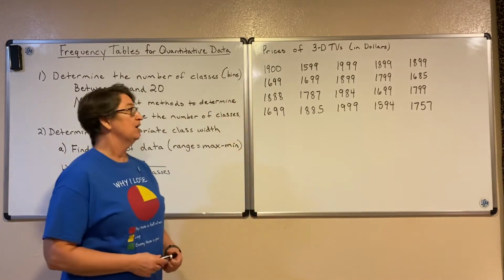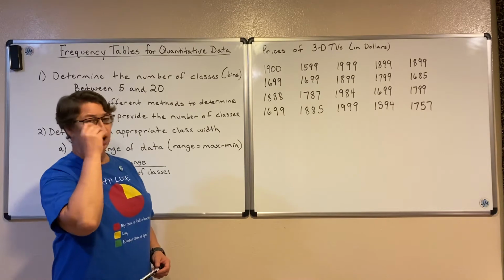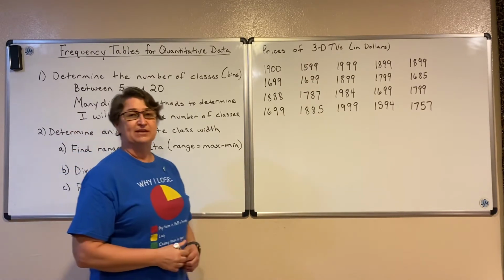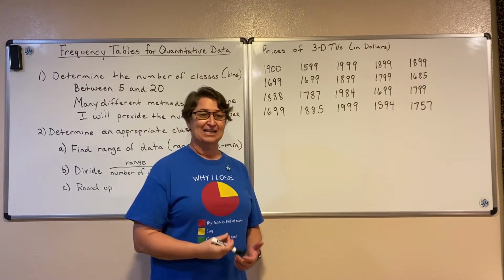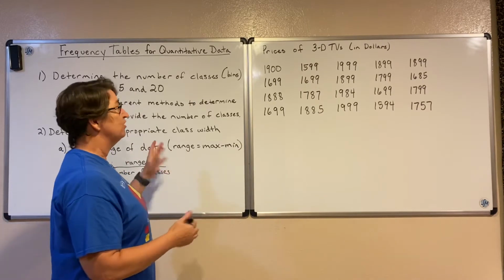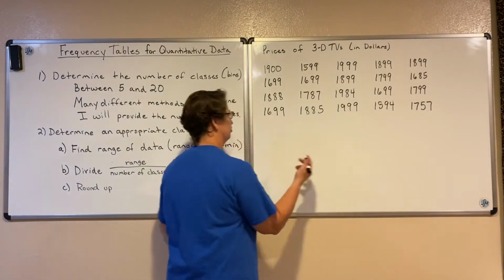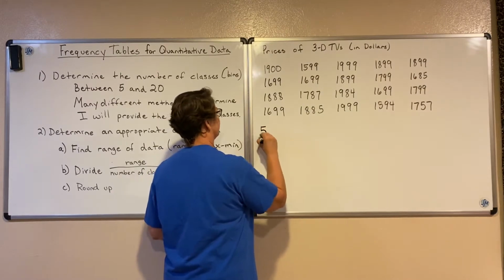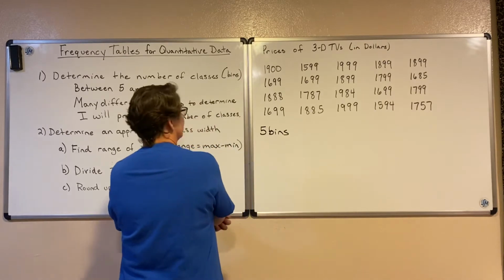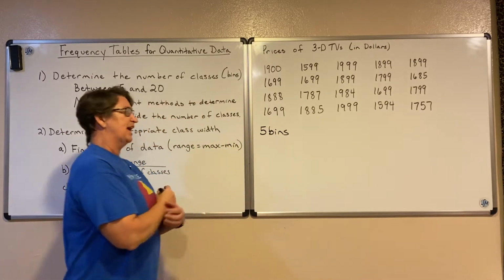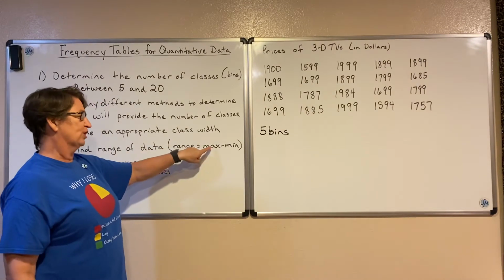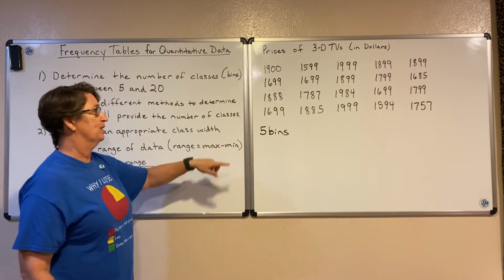Here I have some data where I have the prices of 3D TVs in dollars. And I want to find out how wide my bins need to be. How wide do my classes or categories need to be? Let me first tell you that we're going to use 5 bins, and we're going to find how spread out our data is first. So we're going to do our maximum number minus our minimum number.